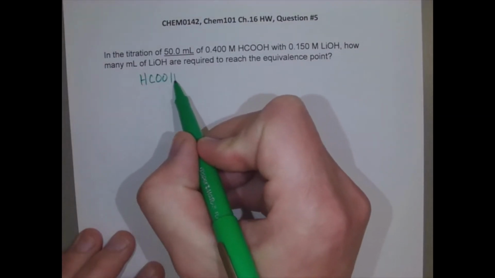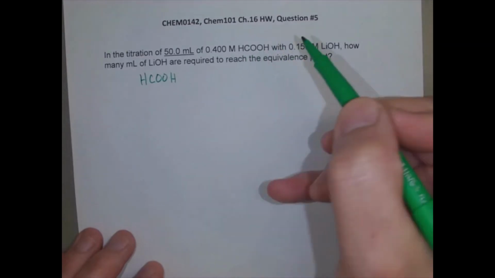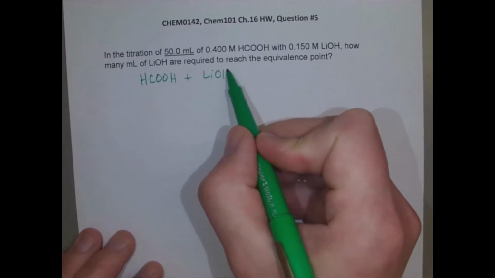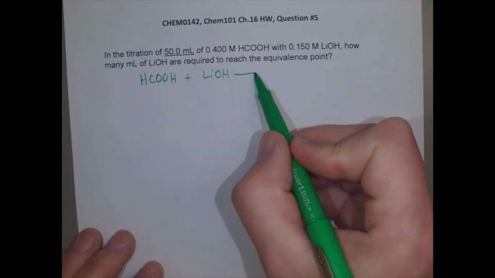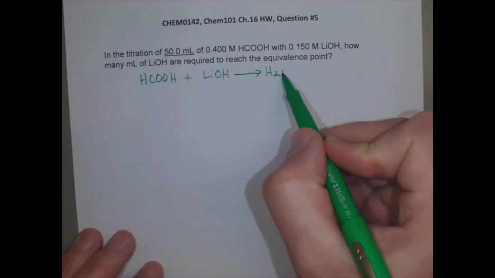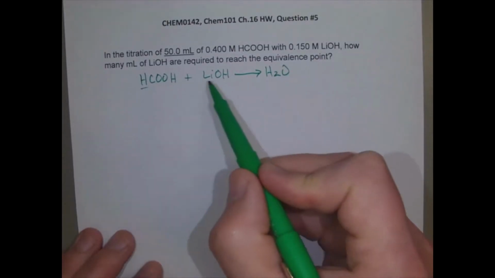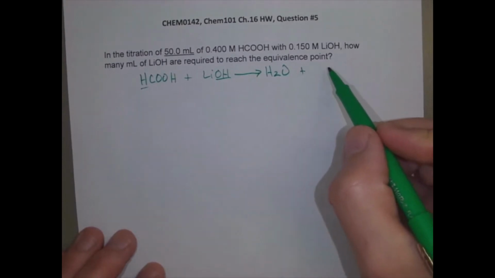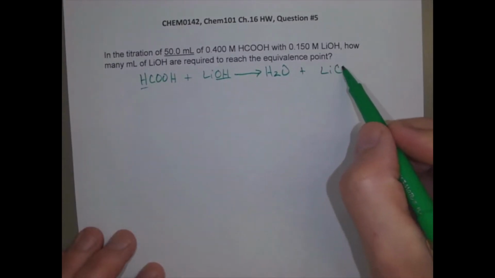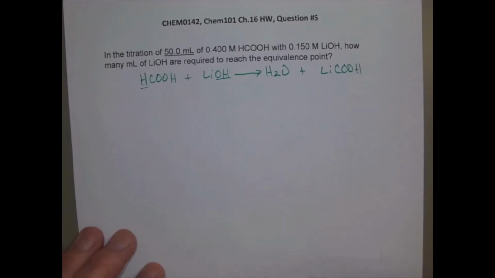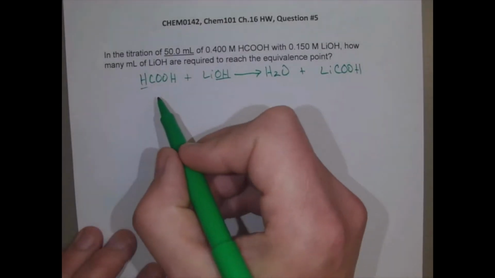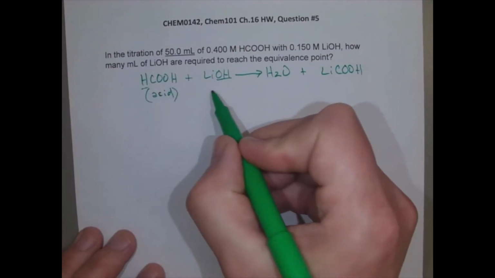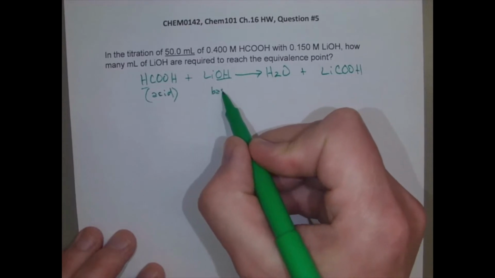So we have formic acid, which has the formula of HCOOH. And that's your weak acid, and it's reacting with lithium hydroxide. So that's your strong base that's serving as the titrant. And with any acid-base reaction, one of your products is water, so that hydrogen combines with that hydroxide to form a water. And then the salt that's left over would just be the lithium COOH. You could call it lithium formate. But the main thing here is to recognize that you start off with this weak acid, and it is being titrated with this strong base.